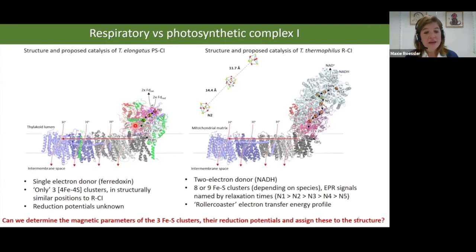Can we begin by determining the magnetic parameters of the 3 iron sulfur clusters? Because without that, we can't really go anywhere from there with more complex analysis with EPR. So that's really the starting point. And can we assign them to the structure once we have the EPR signature? And can we then learn something about their properties?